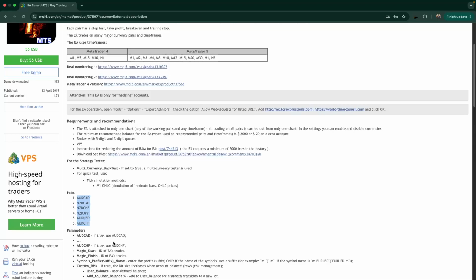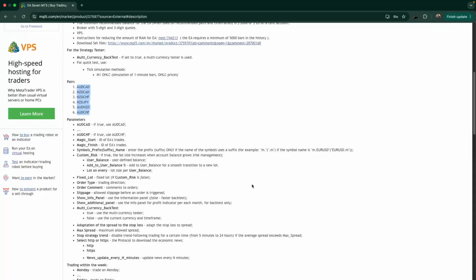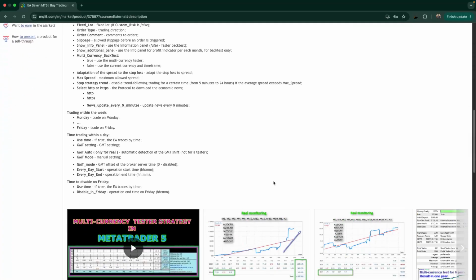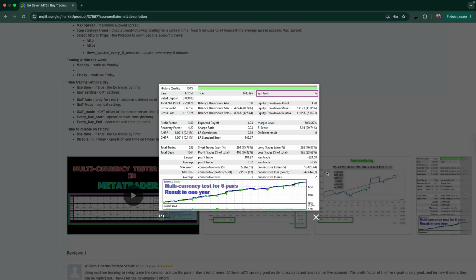You can turn each one on or off individually, and each pair gets its own stop loss, take profit, break even, and even trailing stop. The seller highlights multi-currency tests showing solid growth and profit factor around 3.0. The recovery factor is also over 4, and drawdowns in the 8 to 11% range for both balance and equity. He also had a $3,000 account, taking it to a net profit of $2,250.